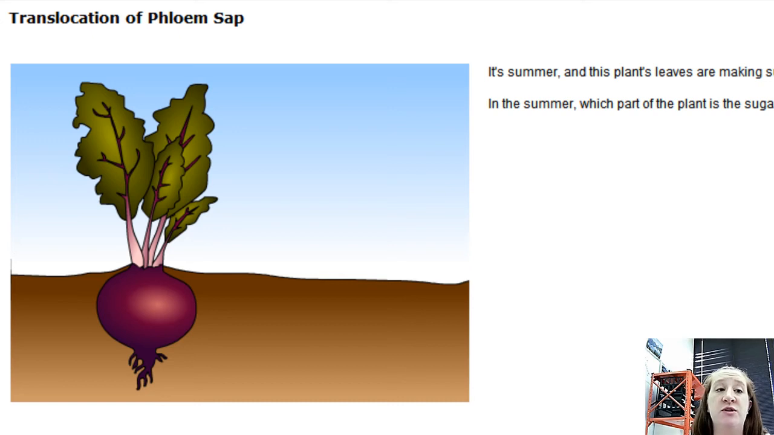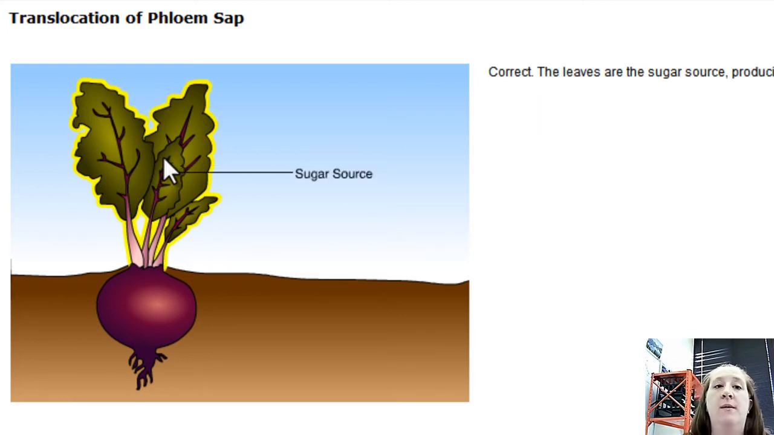So remember, the sugar source is going to be the part of the plant that has the most amount of sugar. So in the summer, that's going to be the leaves, because that's where photosynthesis is happening and they're making sugar.